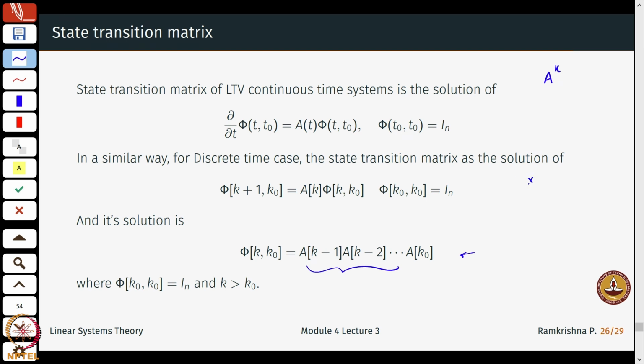Maybe just to see, if I have x of k plus 1 equals A(k) x(k), what happens when k equals 0? x of 1 is A of 0 times x of 0. Similarly, x of 2 is A of 1 times x of 1. What is x of 1? It is A of 0 times x of 0. So this will be A of 1 times A of 0 times x of 0, and so on. That is a little easier to verify than in the continuous time case.